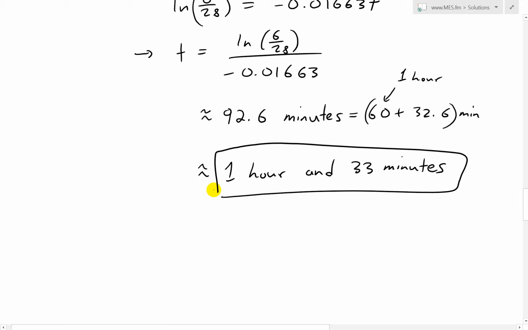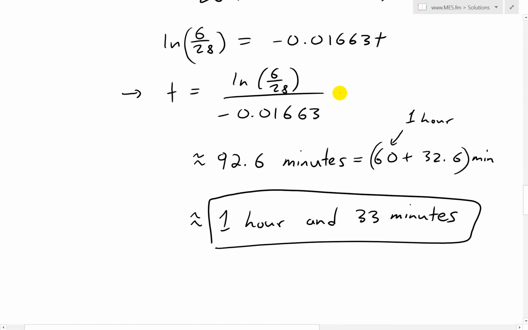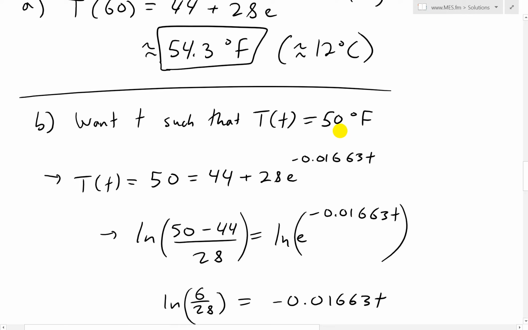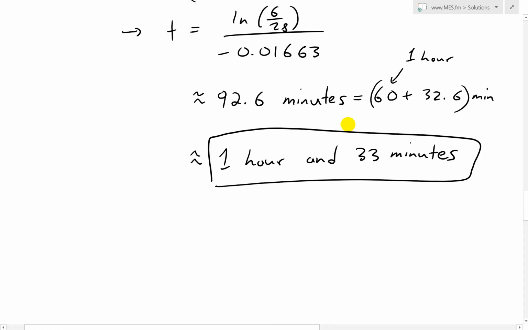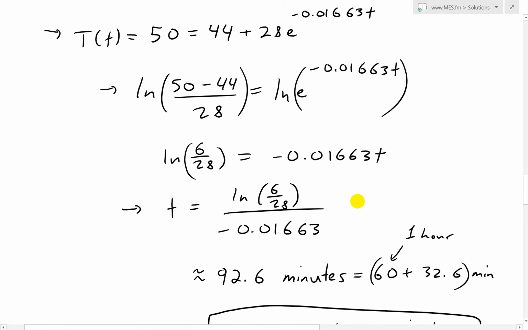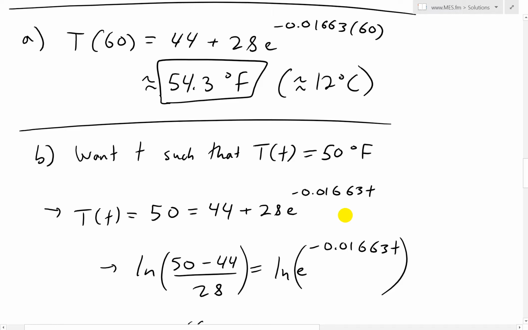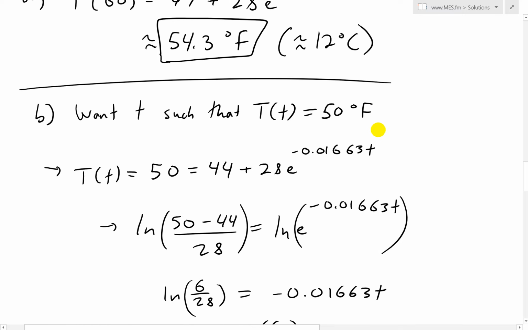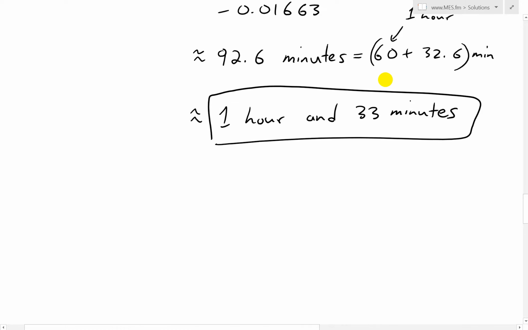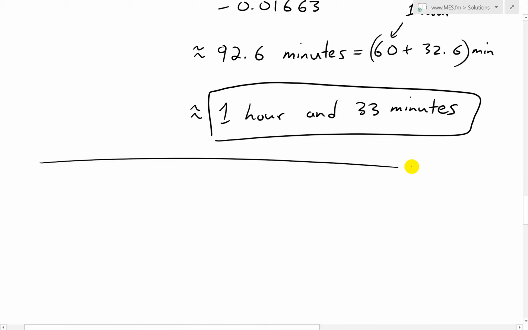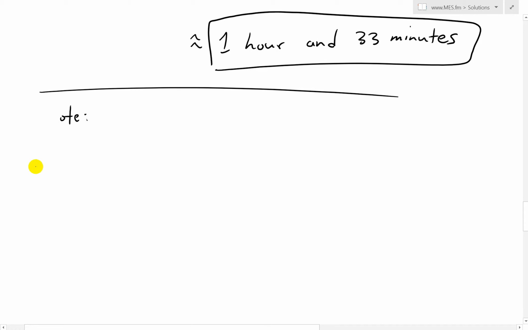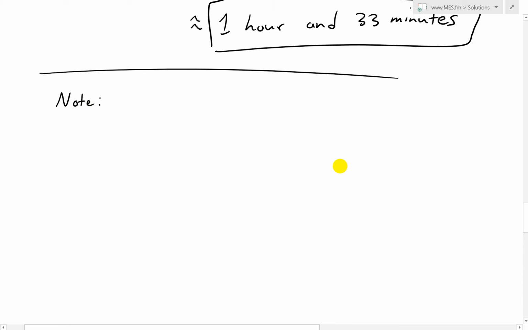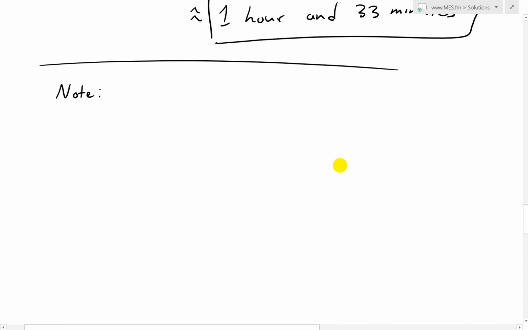So in other words, it will cool down to 50 degrees Fahrenheit after about an hour and 33 minutes, just above an hour and a half of time to wait when you put the soda pop in the fridge. Another note I want to make is, what happens when you wait forever? This is pretty interesting. If you were to wait an infinite amount of time, the soda pop should match up with the temperature of the fridge.